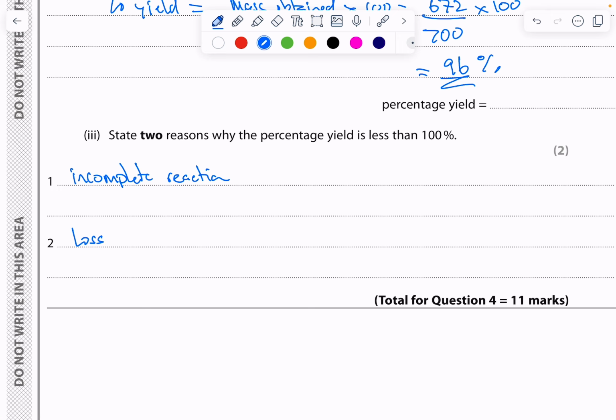Second reason is loss of chemicals. So you could have reactants or products escaping. And the third reason is you get unwanted side reactions. You only need two, but I'm just reminding you that there are three reasons.